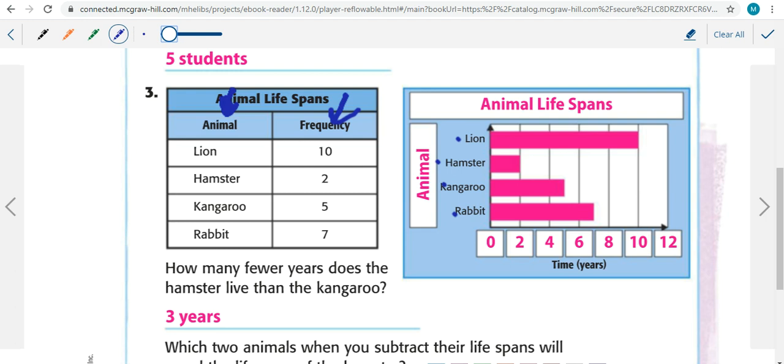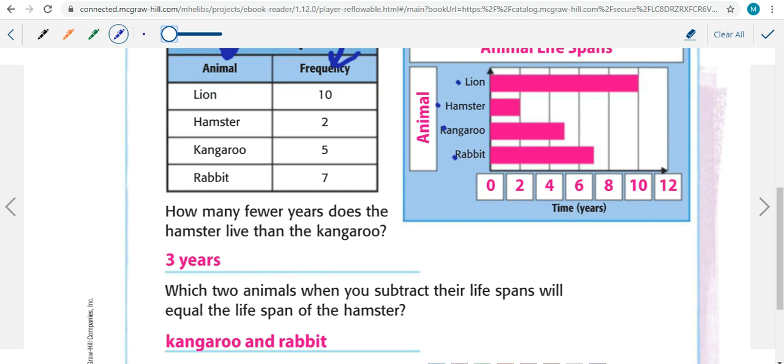Now, this one is a horizontal bar graph, okay? You write the title, which is animal lifespans, and then you complete the bar graphs. Then you have to answer the questions.